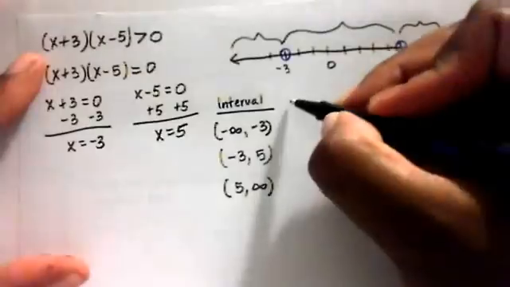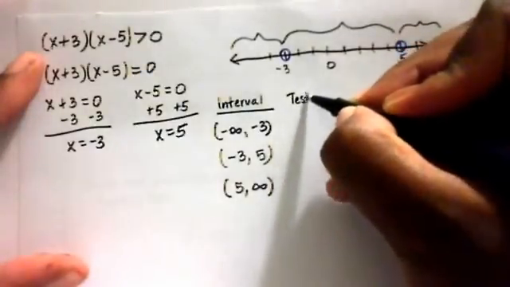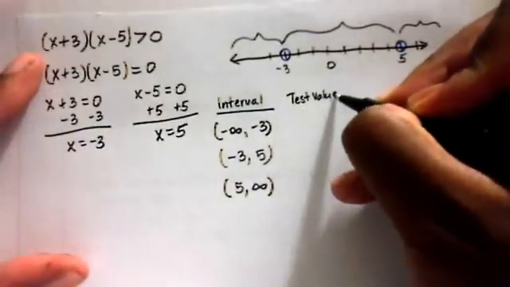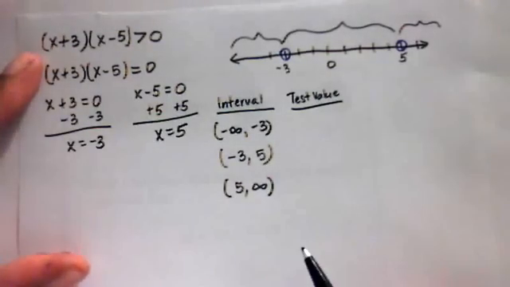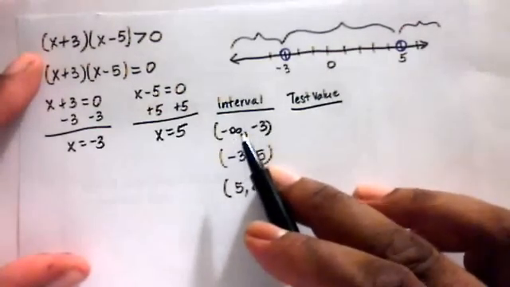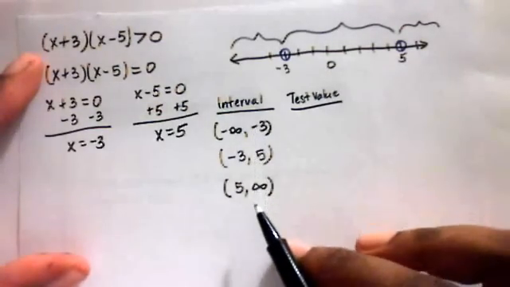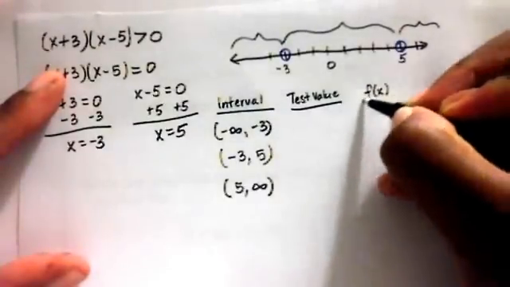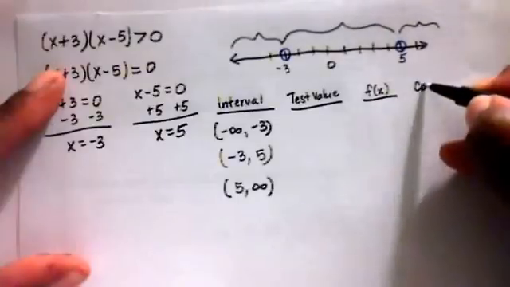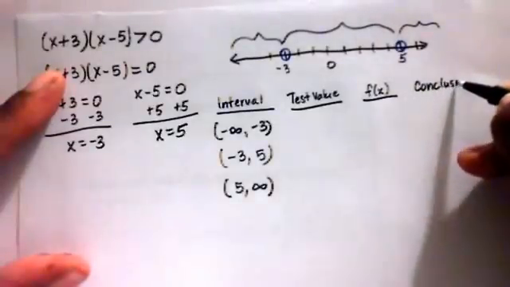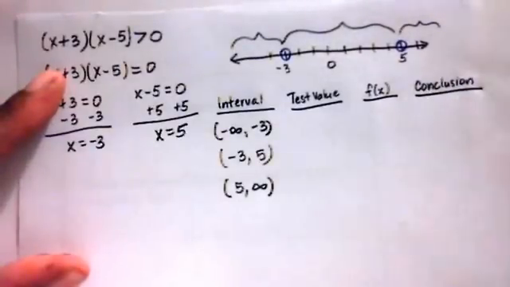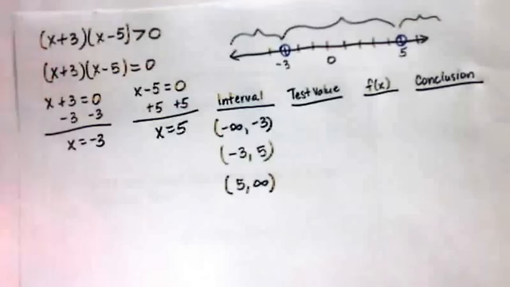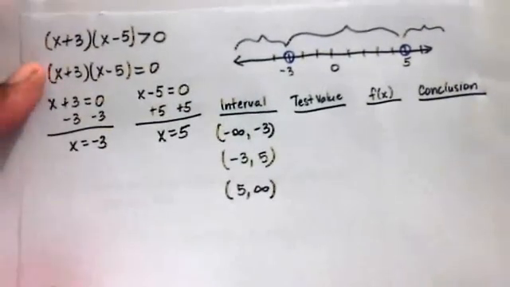Now notice I'm doing a table. The next column is going to be a test value. I'm going to pick a test value that is within each one of these individual intervals. And then I'm going to evaluate f of x. That's going to be the third column, and the final column will be the conclusion, whether it's positive or negative. And it depends upon f of x.